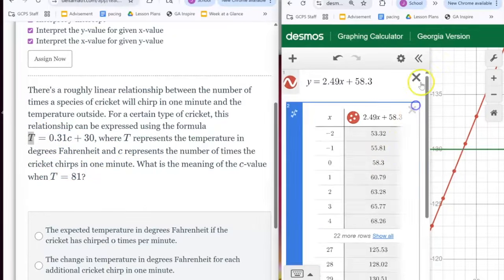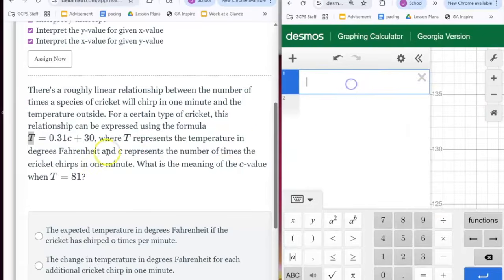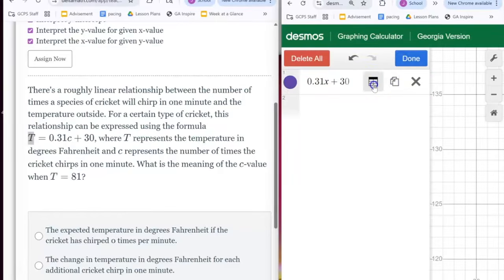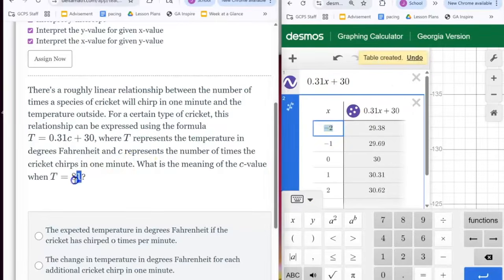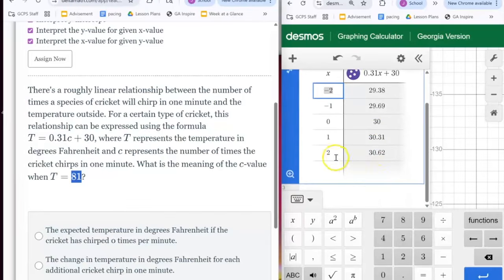All right, I am going to evaluate it because they might ask you to do this. So again, to evaluate, you type in the equation. And instead of C, I'm going to use X because you know how Desmos is at this point. Make it a table so we can see what it is. And I'm looking for temperature. So again, C is my X. So my X is not temperature. This is my temperature. I'm looking for my temperature to be 81.